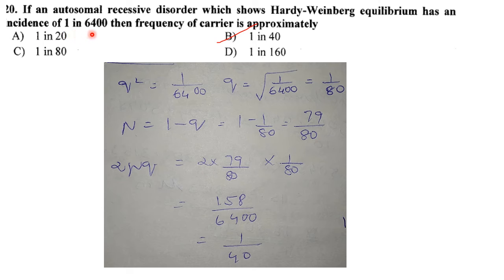incidence of 1 in 6400, then frequency of carrier is approximately. So they have given q square as 1 by 6400, so q will be 1 by 80, and p is equal to 1 minus q, so 1 minus 1 by 80, that is 79 by 80. So 2pq will be 2 into 79 by 80 into 1 by 80, so that will give you 1 in 40, 1 out of 40. So the answer is 1 by 40. Answer is option B.